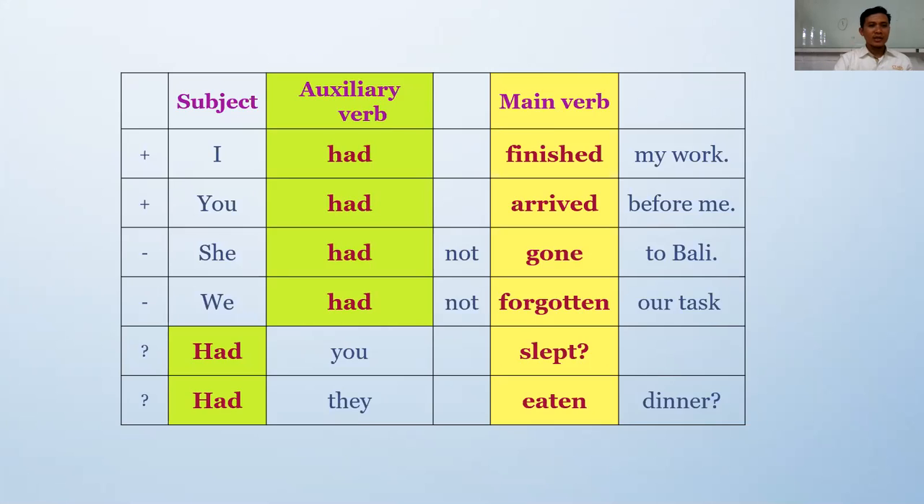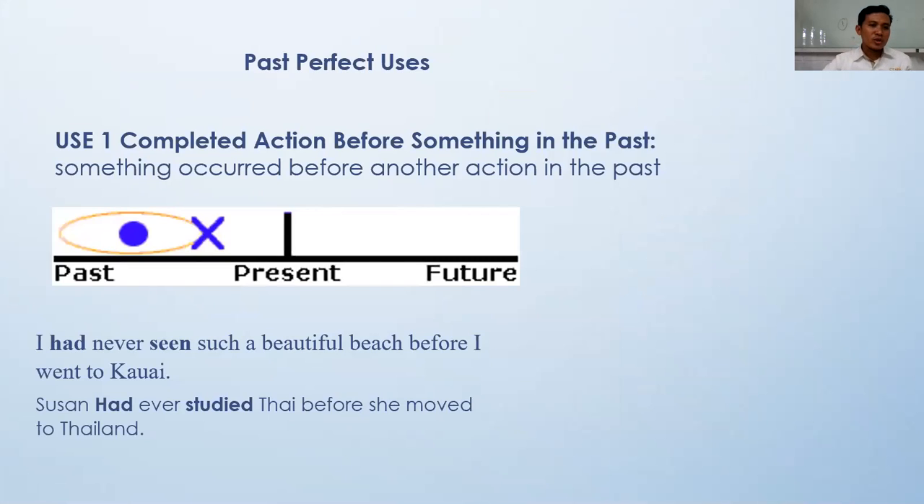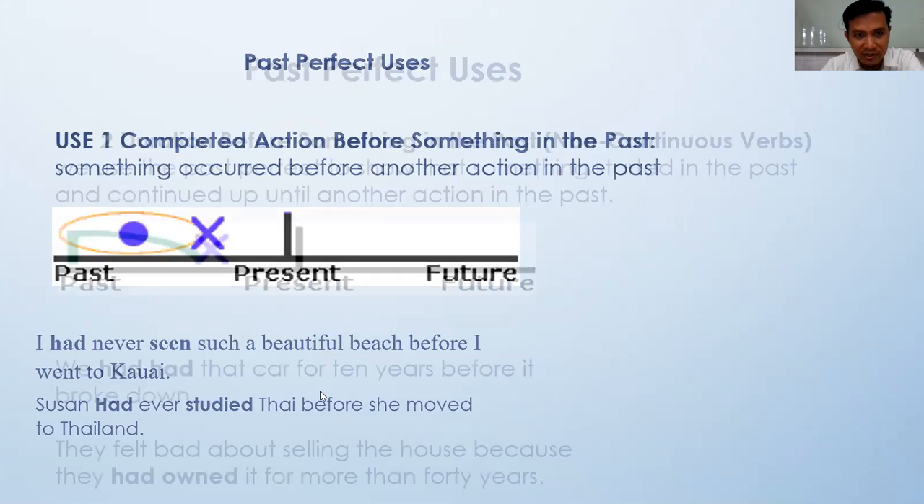Okay, the next is, we use it for one complete action before something in the past. Something occurred before another action in the past. Sesuatu terjadi sebelum kejadian yang lain terjadi in the past. Like we said before, yeah. I had never seen such a beautiful beach before I went to Kuta. Susan had ever studied there before she moved to Thailand. Okay, like the previous.